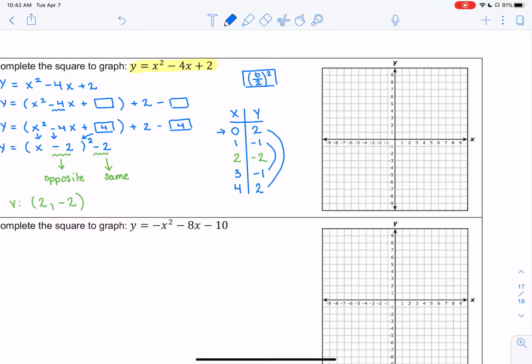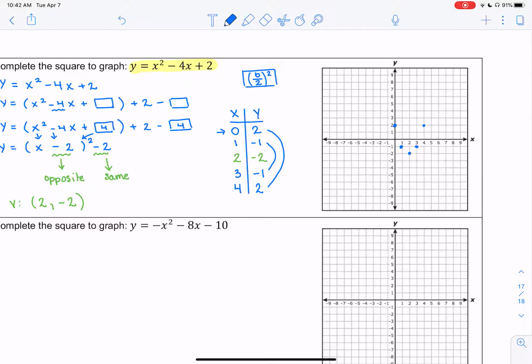Okay, so now I'm going to go over and graph what I have. The vertex is at 2, negative 2, so I'll put a dot there. And then I'm going to go from there to each of the sides. I have 0, 2, 1, negative 1. I also have 3, negative 1, and 4, 2.